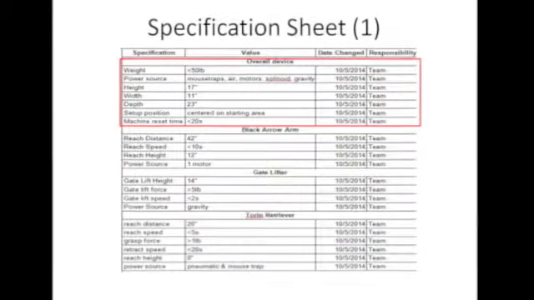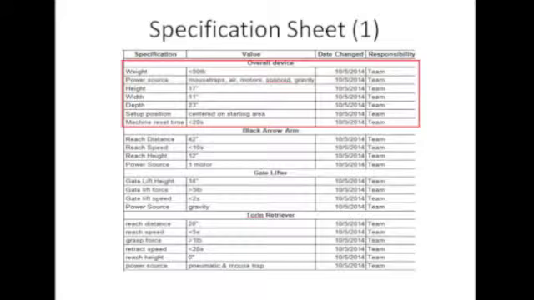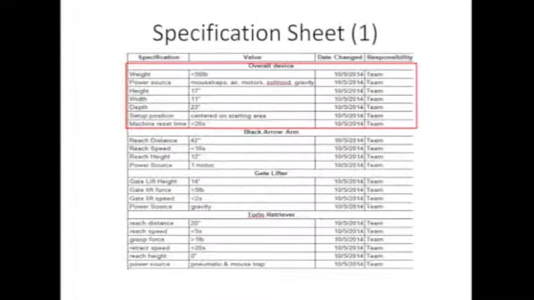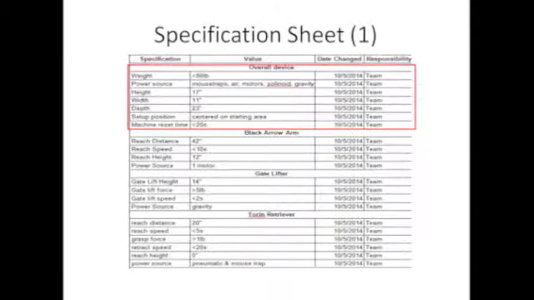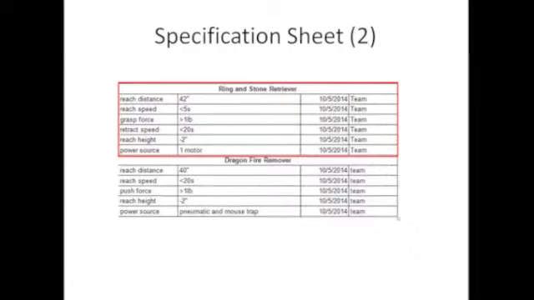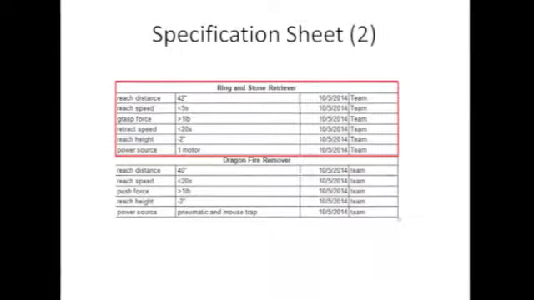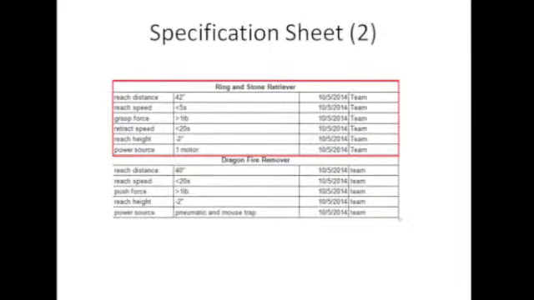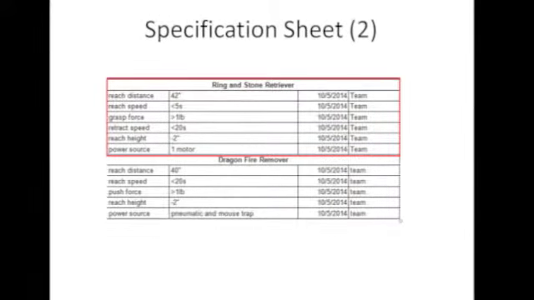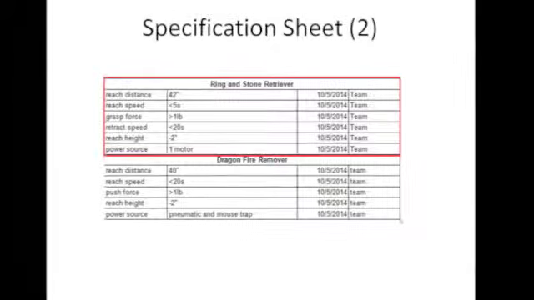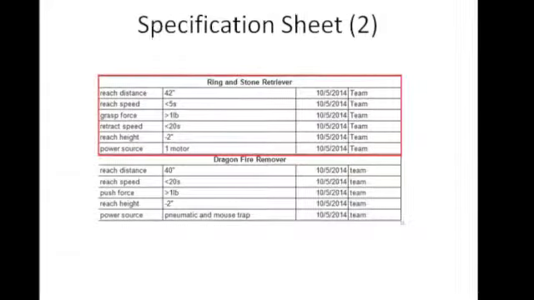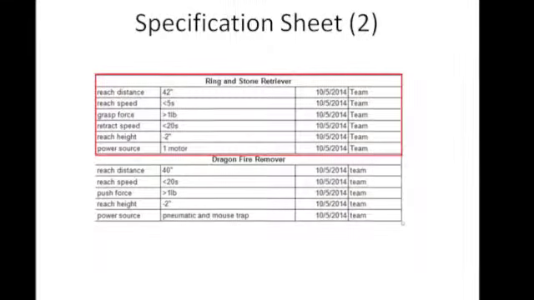Here's our specification sheet. We wanted to be under the given values, so we put our height to be 17 inches, our width to be 11, and our length to be 23 inches, so we could fit in the box. The ring and stone retriever has some certain specifications that we wanted. The grasping force to be able to grab the archstone and ring of 1 pound or greater. Retract speed of 20 seconds so we can make it back in time to beat the clock. And the arm that is extending is going to be powered by a motor.